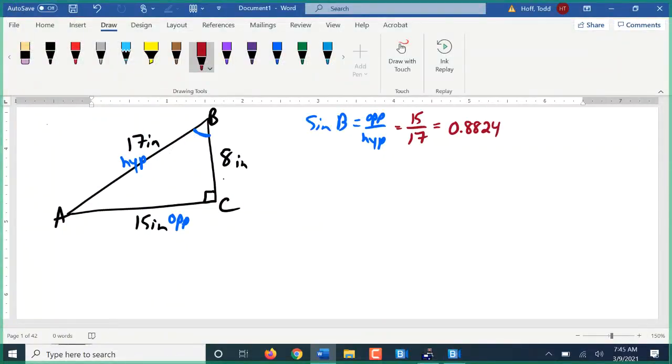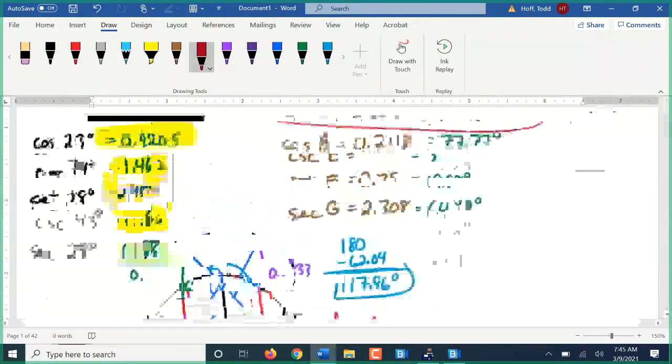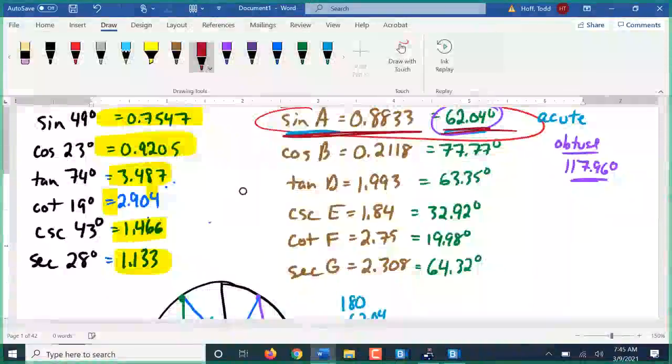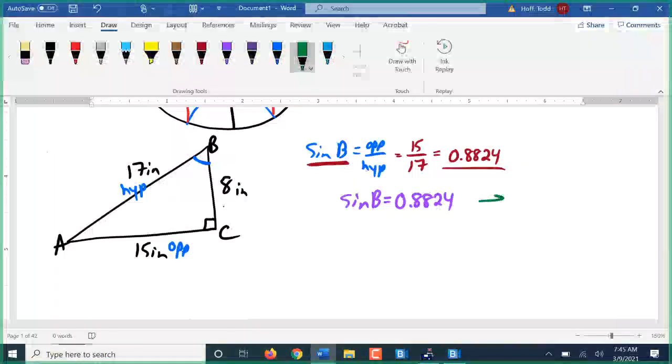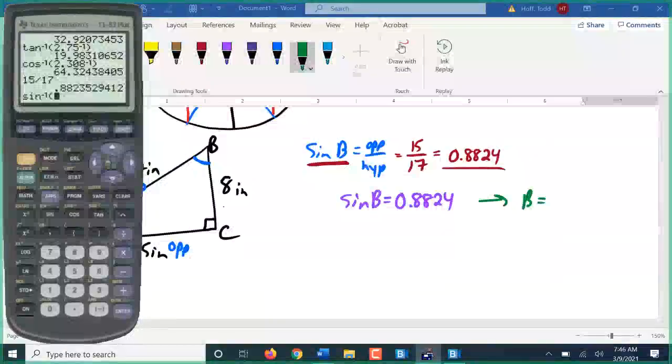Well, what good does it do us to know that the sine of that angle is 0.8824? Realistically, none, unless we're going to do something more with that. But from what we did up here, if we know the value of the sine, we can find the angle. So since the sine of B equals 0.8824, we can solve that to get that angle B is inverse sine.